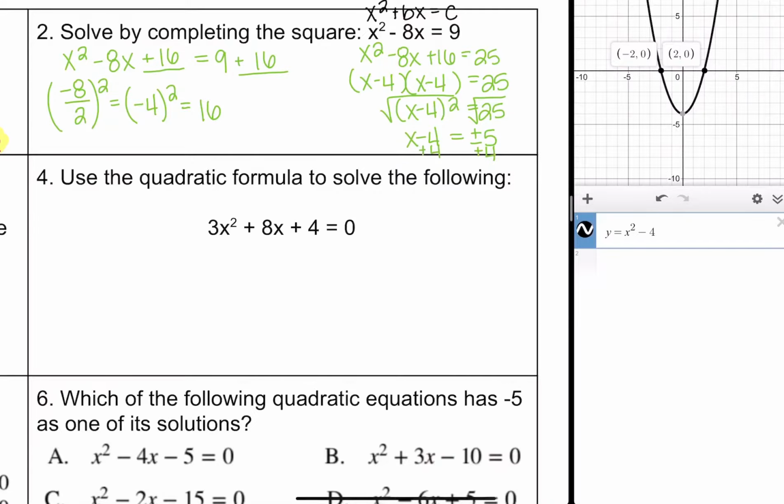So when you do that, you get your two equations. So your two equations are x equals +5 plus 4, which is 9, or negative 5 plus 4, excuse me. So negative 5 plus 4 is negative 1.